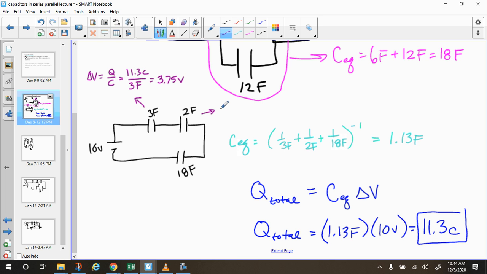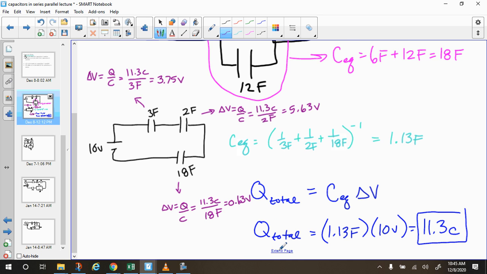Then my 2 farad, I have, again, delta V equals Q over C. So my charge is 11.3 coulombs. My capacitance is 2 farads. So that gives me 5.63 volts. And then my 18, I have delta V equals Q over C, which is 11.3 coulombs divided by 18 farads. So that delta V is 0.63 volts. So now I have my voltages for each of these.